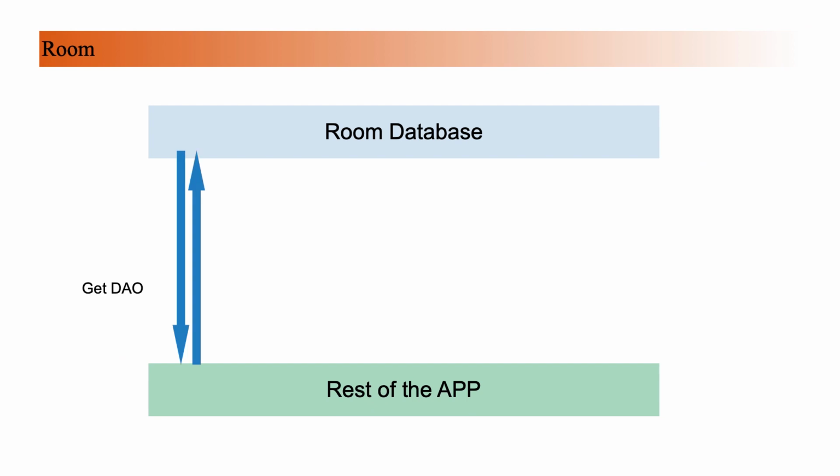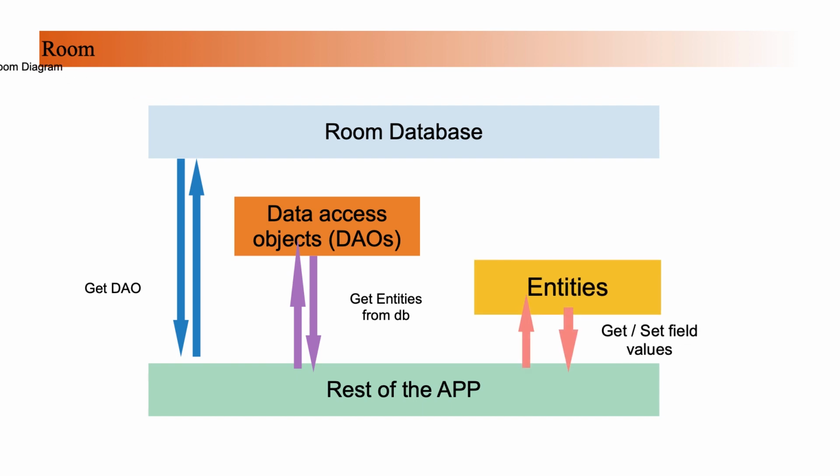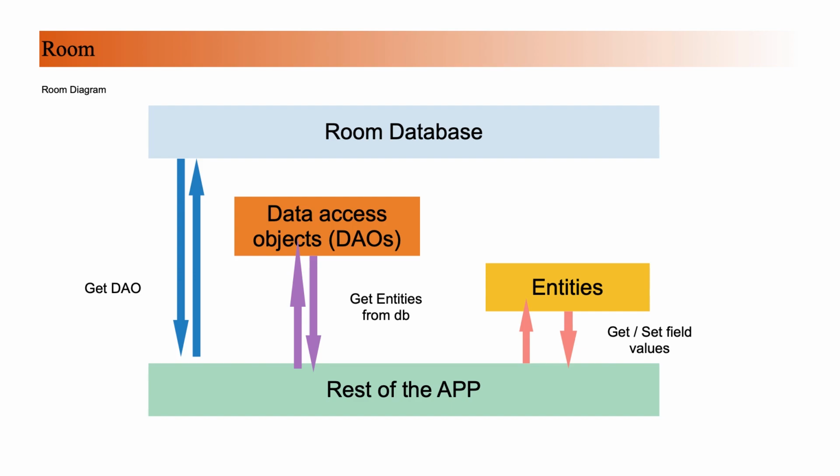The database class provides your app with an instance of the DAO associated with the database, and the app can use the DAOs to retrieve data from the database as instances of the associated data entity object. The app can also use the defined data entities to update, insert, or delete rows from the corresponding table.